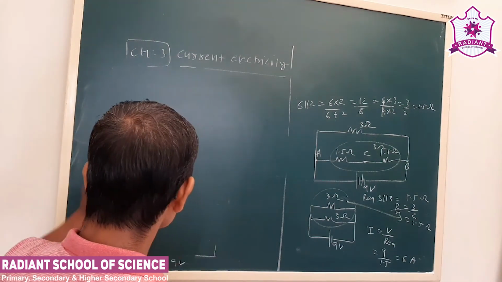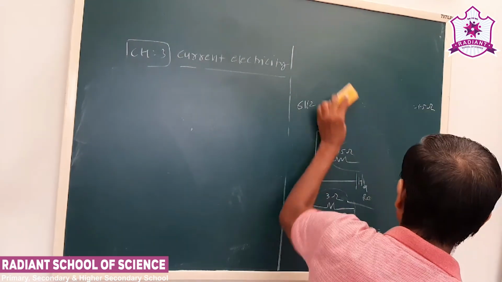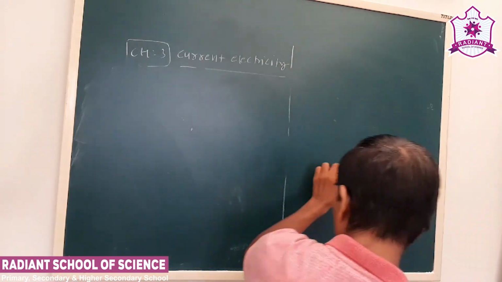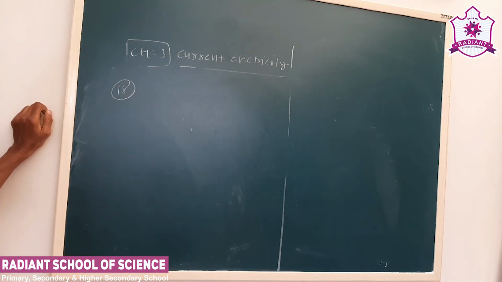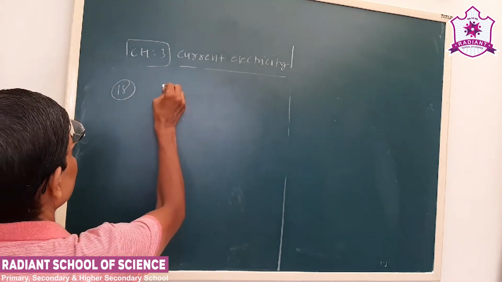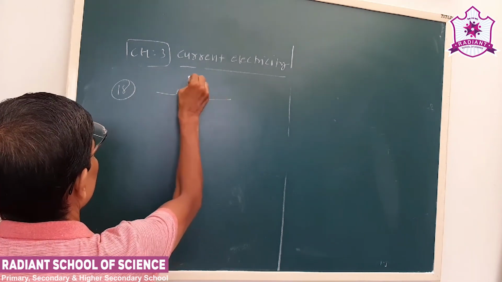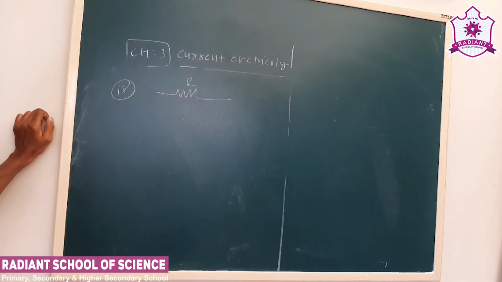Now our next MCQ, number 18. See, the question says: a uniform conductor of resistance R is divided into 20 parts.